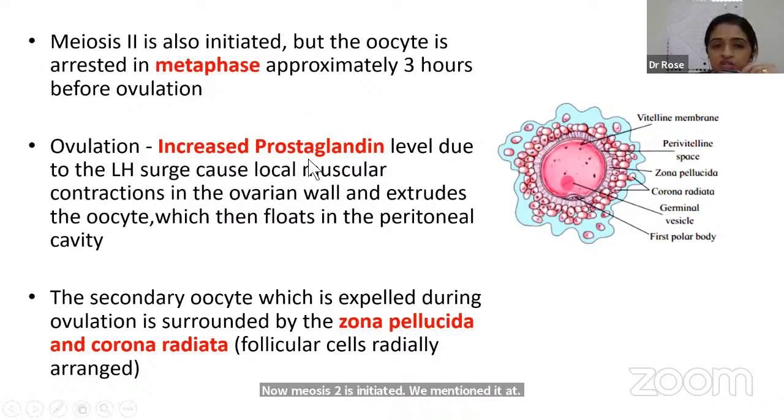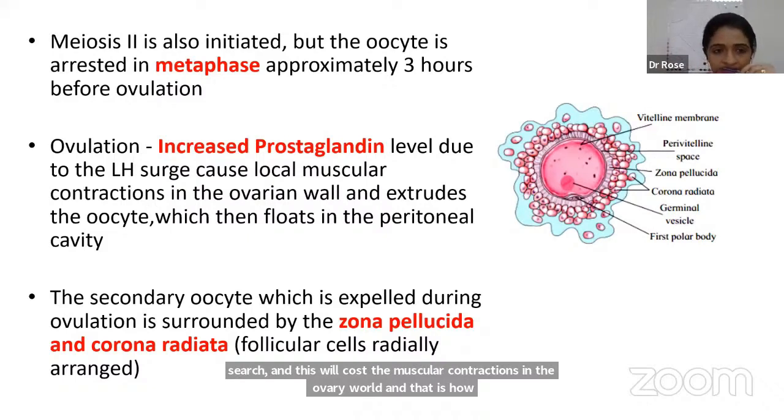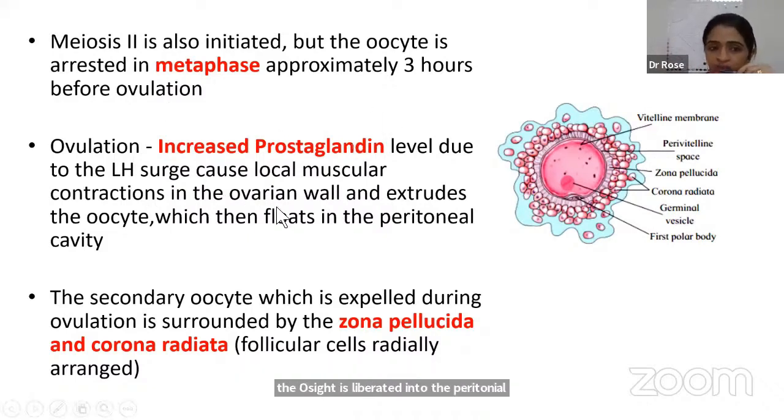And during ovulation, there will be an increased prostaglandin level due to the LH surge. This will cause muscular contractions in the ovarian wall, and that is how the oocyte is liberated into the peritoneal cavity. So prostaglandin also plays an important role.